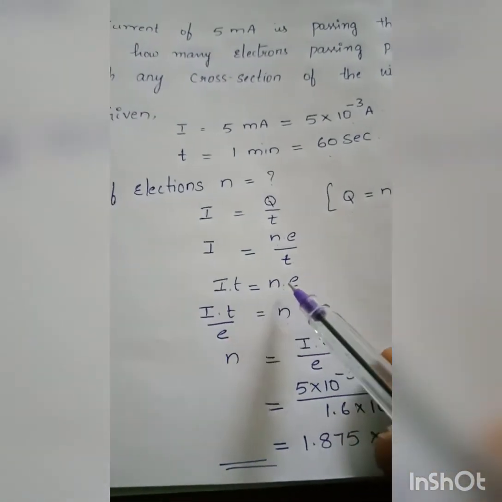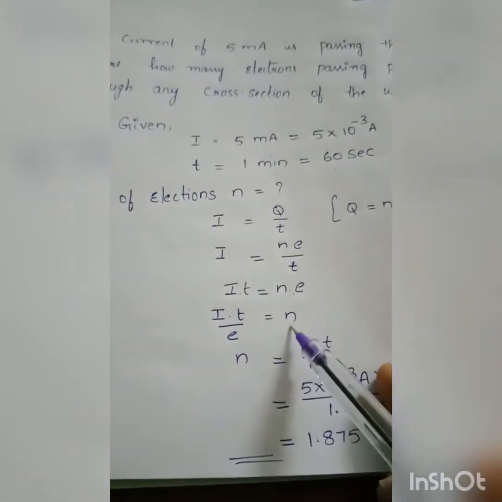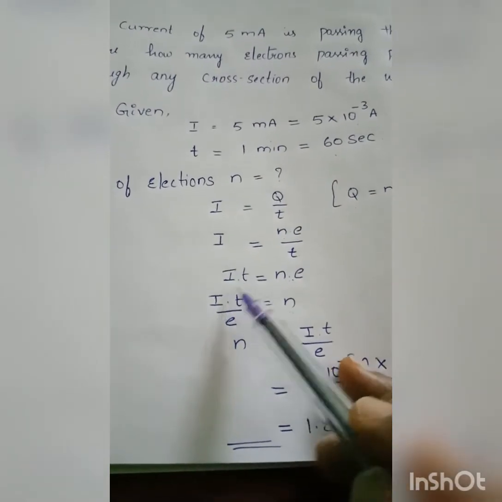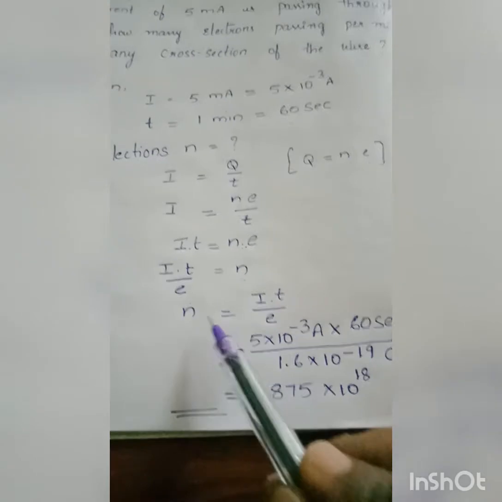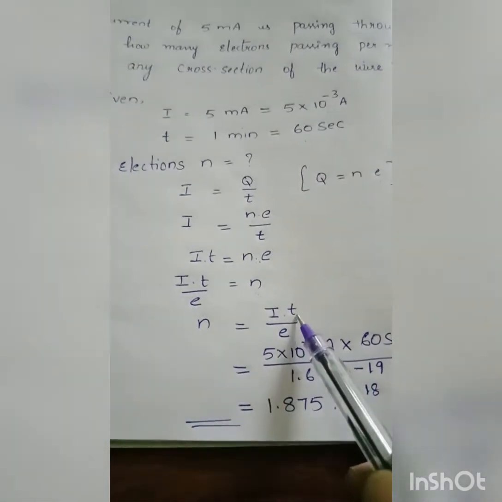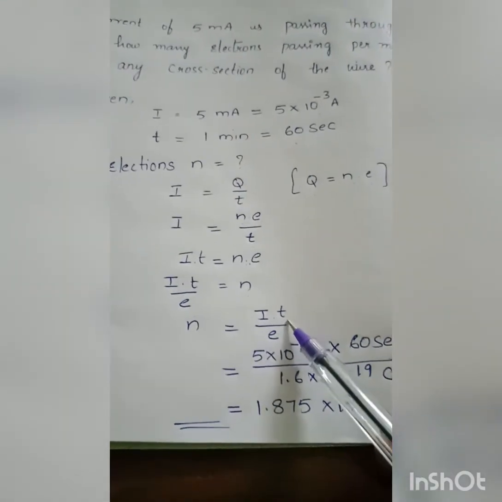I into T equal to N into E. Now N equal to, bring E to the left side, I T by E. Now what is N now? N equals to I into T by E. Now substitute the values in this formula.